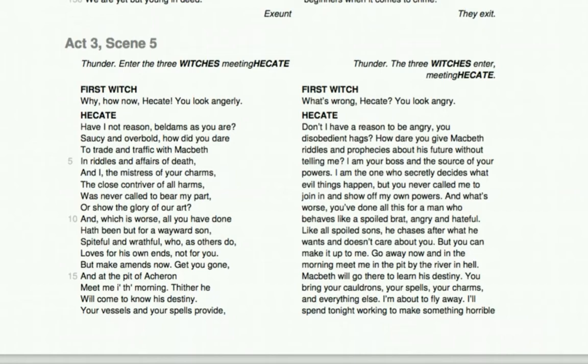So here we're going to be introduced to Hecate, and I want you to notice that thunder is what causes Hecate to enter. It says there's thunder, and then the three witches enter to meet Hecate. So I want us to associate this idea of thunder with Hecate. Let's take a look at it.